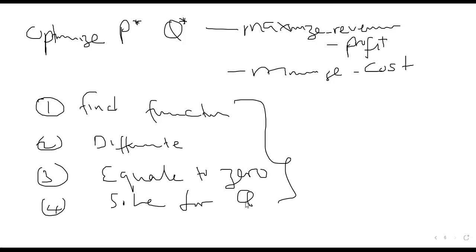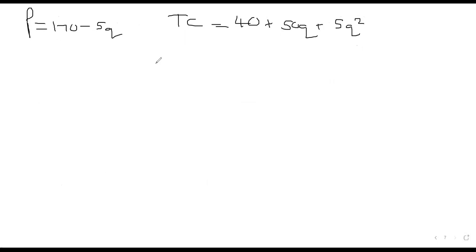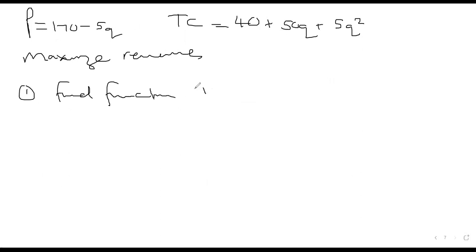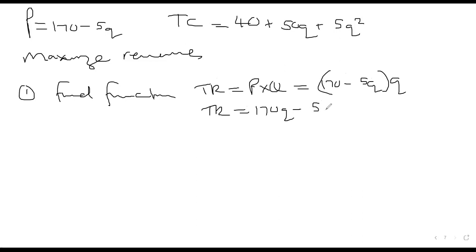So if we're given the price function as 170 minus 5Q, and we're given the total cost as 40 plus 50Q plus 5Q squared, let's maximize revenue to start with. Who remembers the steps? Step 1, find the function. Which function do we want to find? The total revenue. What's the formula of total revenue? Price times quantity. So here we're going to have 170 minus 5Q times the quantity. So total revenue therefore will be 170Q minus 5Q squared. That's step 1.